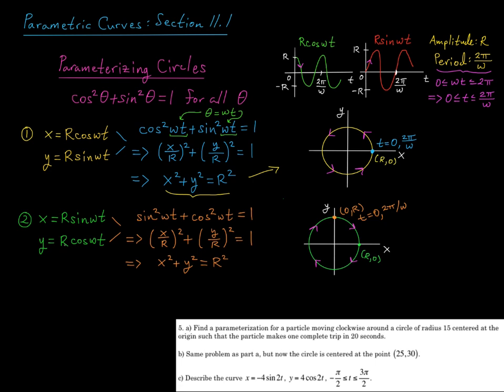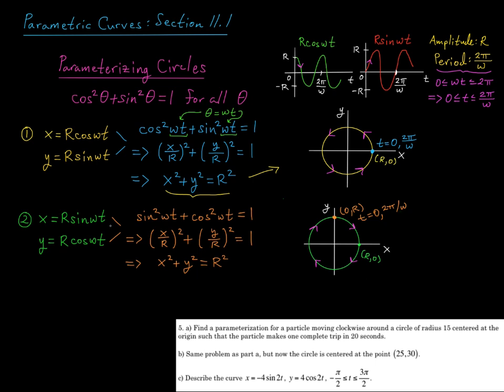Okay, so these parametric equations in sum total describe motion along the circle of radius r centered at the origin. When t is 0, we're at the point (0, r), and we're moving in a clockwise fashion, and we complete one full trip in 2 pi over omega units.